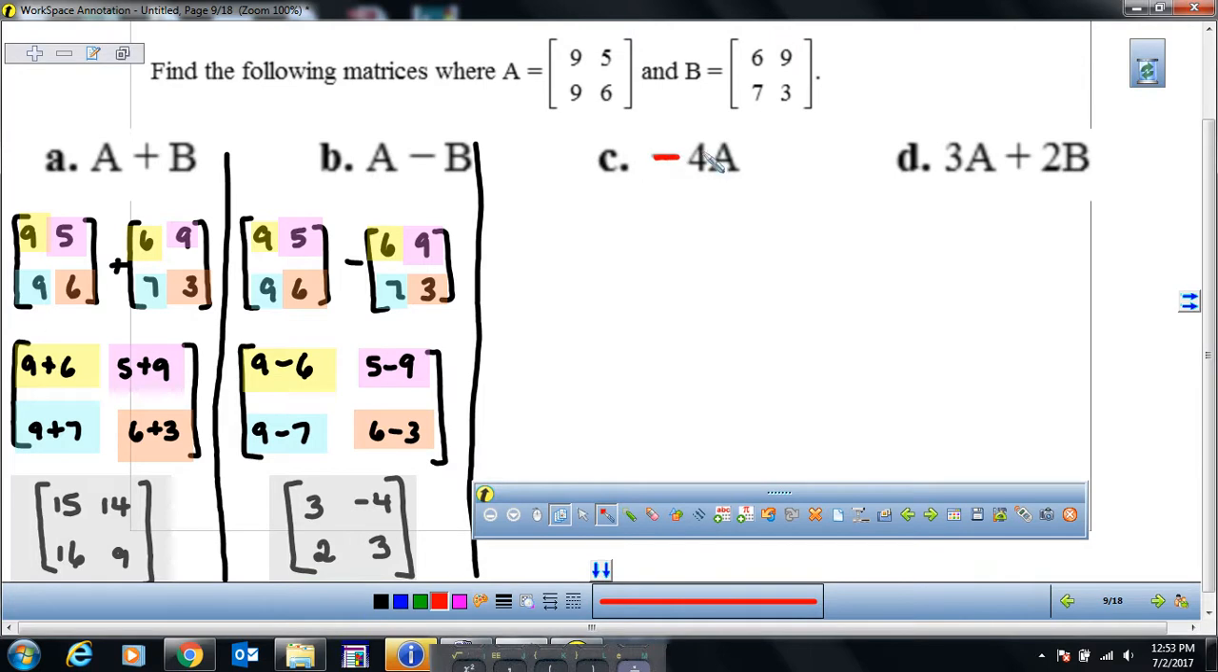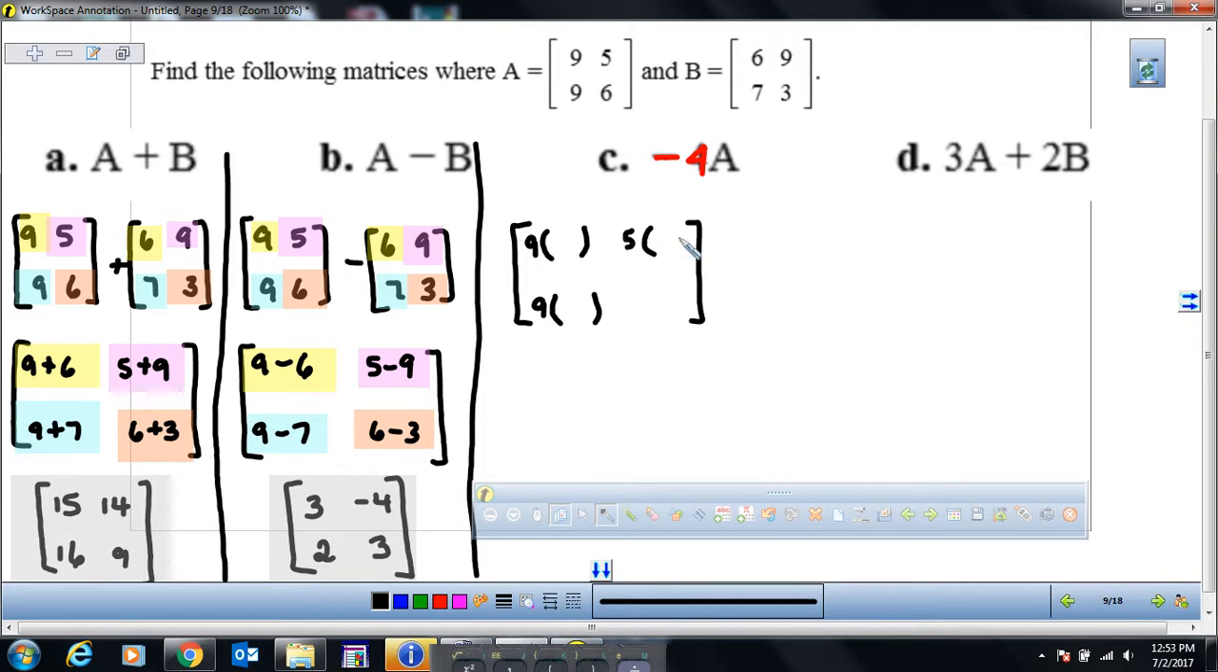Now, this one says negative 4A. What does that mean by negative 4A? It means simply that we are going to multiply everything in this matrix A by that negative 4. So once again, everything in this matrix A is going to be multiplied by that negative 4.